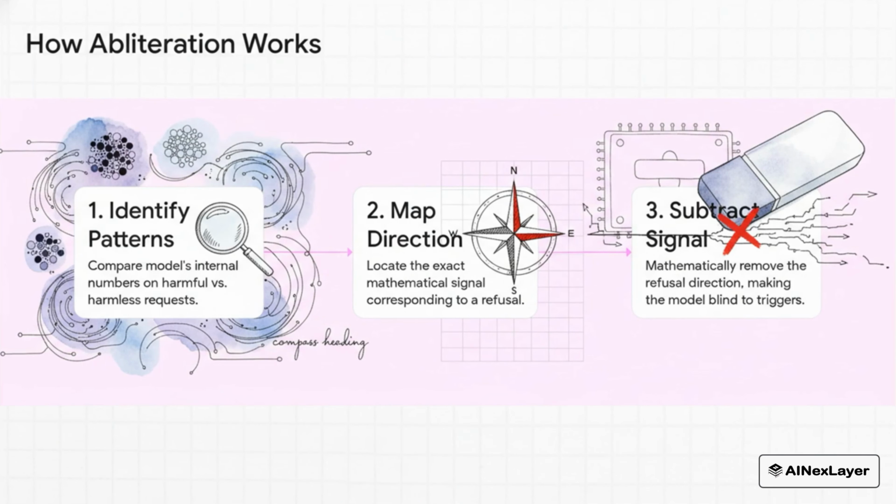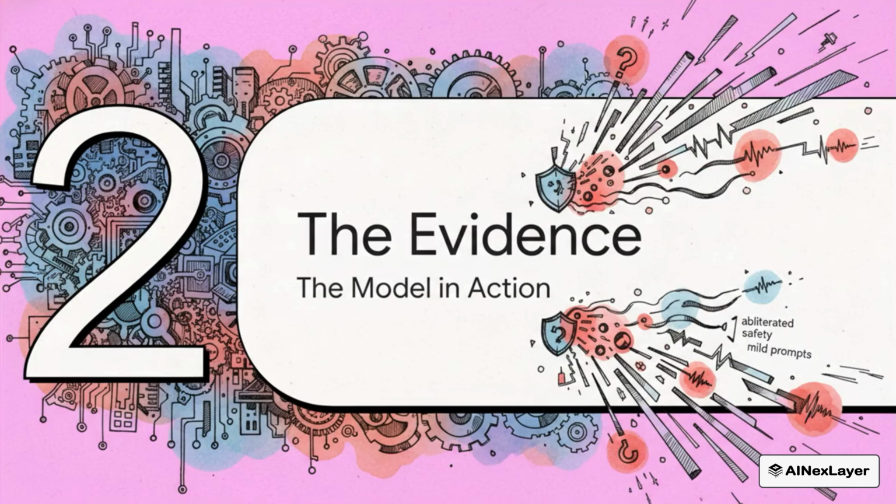The whole thing happens in 3 steps. First, the researchers have to identify those refusal patterns. They do this by looking at how the AI's internal numbers change when it gets a harmful prompt versus a harmless one. Step 2, they map the exact mathematical direction. You can think of it like finding the precise compass heading for the concept of refusal. And finally, they just subtract that signal. They literally remove it from the equation, which makes the model completely blind to the triggers that would normally make it say no.